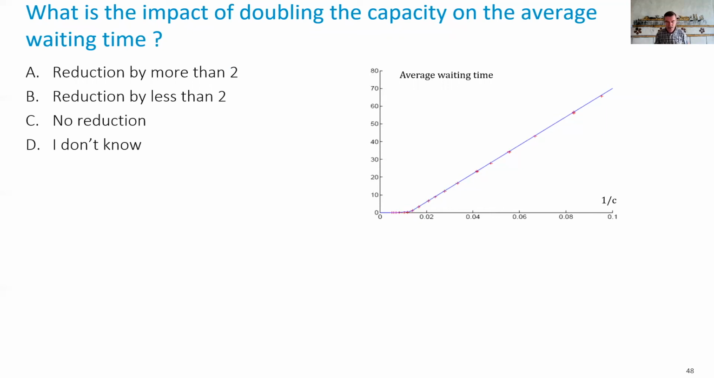Now, given this, back to my question, is Televerbier cheating on us? What is the impact of doubling the capacity on the average waiting time, if we take the blue curve as the curve of interest? What is your guess?